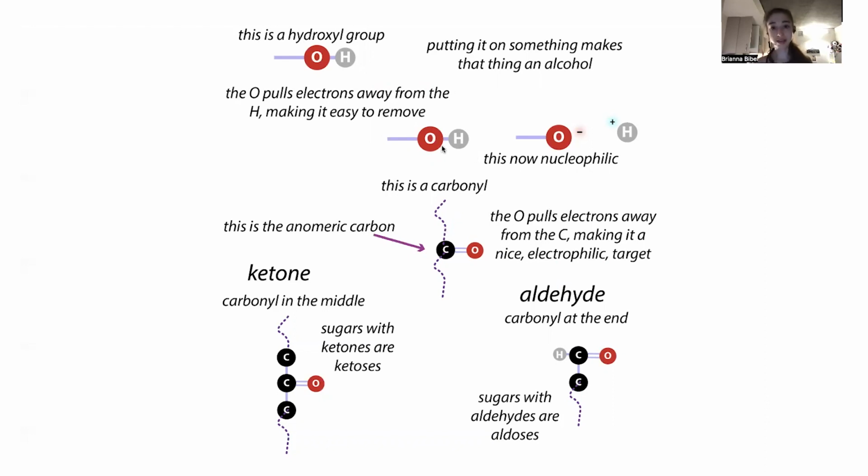And so you get this attack at this carbonyl carbon. And this is what we call the anomeric carbon at this spot. And this can get attacked, and then the sugars can kind of join together, and the sugars can ringify, and sugars can do all sorts of cool stuff thanks to this property.